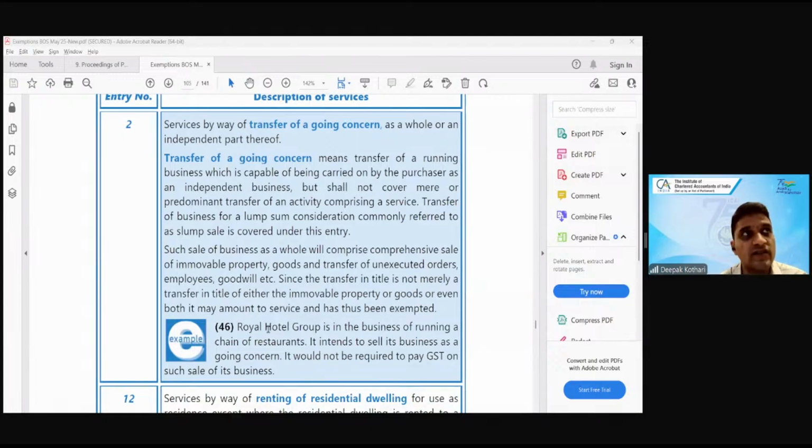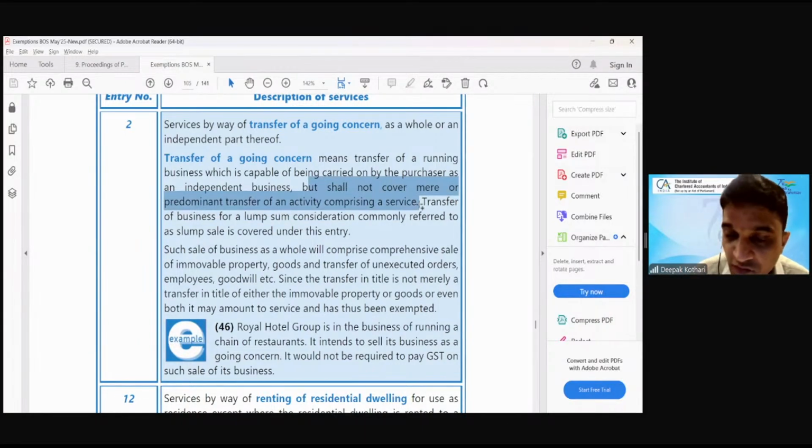The example given here is Royal Hotel Group, which is in the business of running a chain of restaurants. It intends to sell its business as a going concern. So when the whole business is getting transferred, it is not required to pay GST because of this exemption, which says service by way of transfer of a going concern. But the important point is it shall not cover mere or predominant transfer of an activity comprising a service.